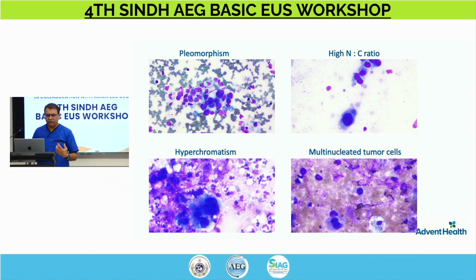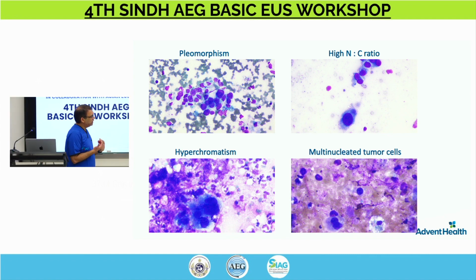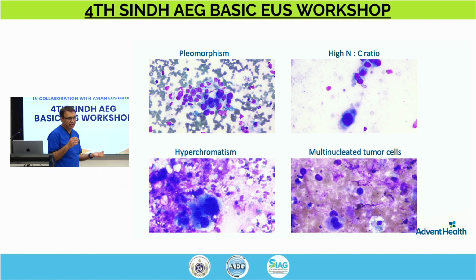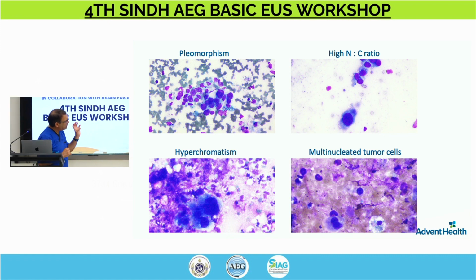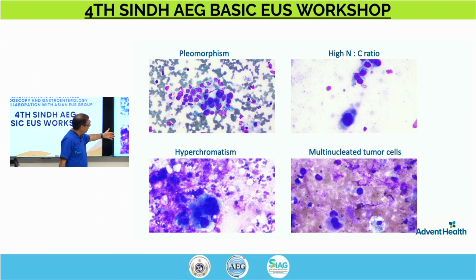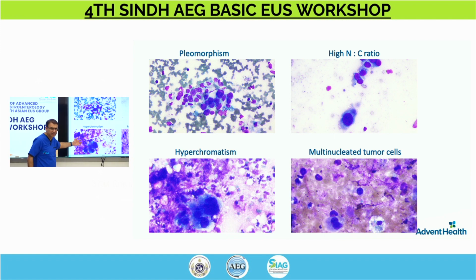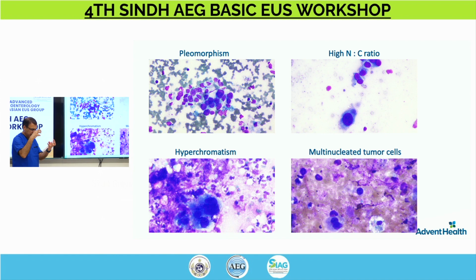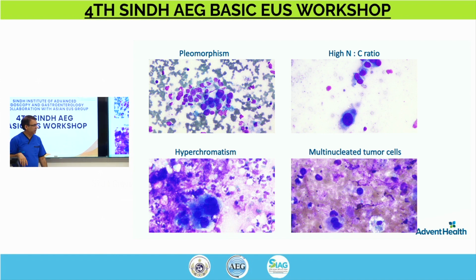So the next one is high nuclear to cytoplasm ratio. Pretty much cytoplasm is scant, and mostly it's the nucleus. Then hyperchromasia, really, really blue cell nucleus. And sometimes you see those dots in here. That also is like blue dots, a lot of chromatin.